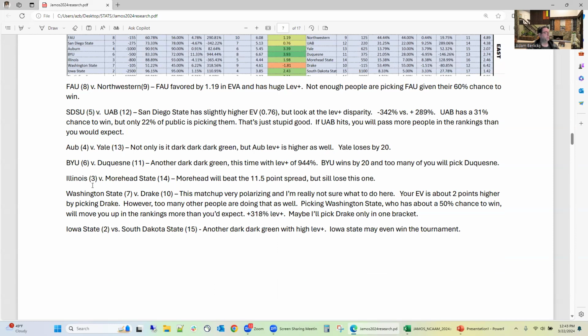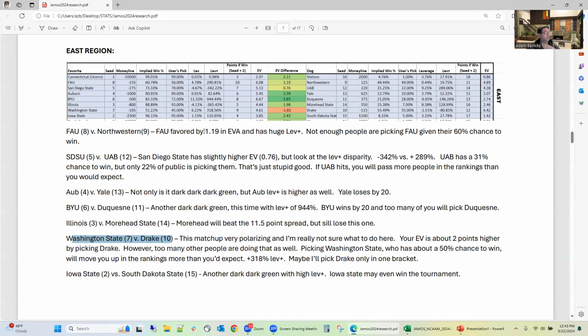Here's an interesting one. Washington State versus Drake. This one I might have to split up between my two brackets. The EV for Drake is actually, see the red here, negative 1.8. It's much better to pick Drake mathematically, but we have a big discrepancy in the lev plus. Negative 80 for Drake, plus 318% for Washington State. So not only is this a coin flip game, I have 51% versus 53%.